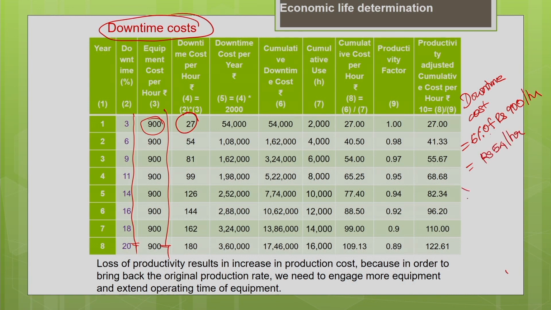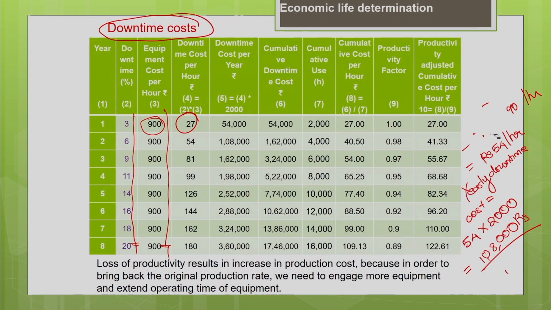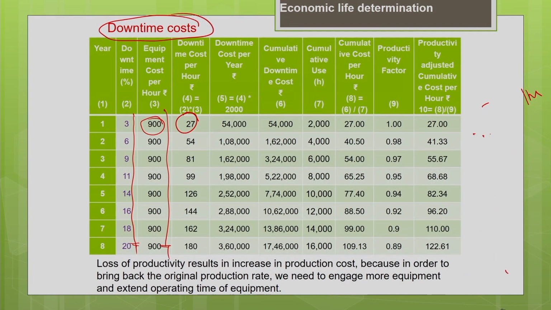So, yearly downtime cost equal to 54 multiplied by 2000. The usage of the machine, yearly usage is 2000 hours. So, 54 multiplied by 2000 gives you 1,08,000. So, 1,08,000 rupees is your downtime cost for the second year. Similarly, you calculate the downtime cost for all the years for the entire life of the machine.